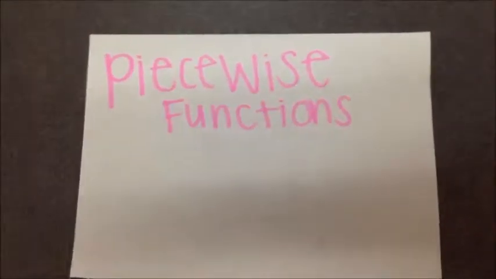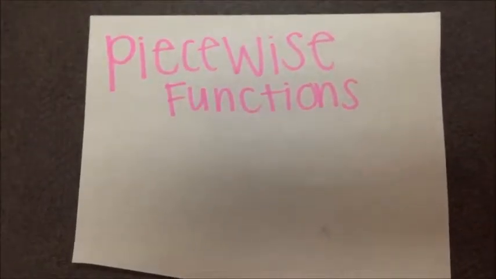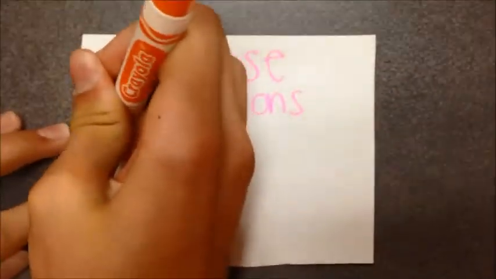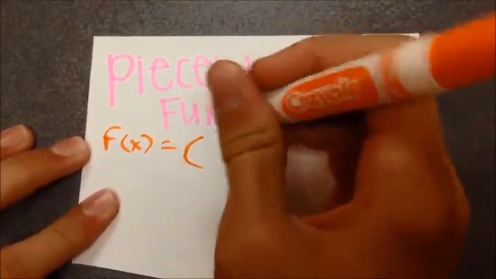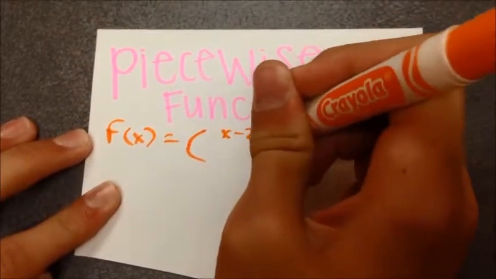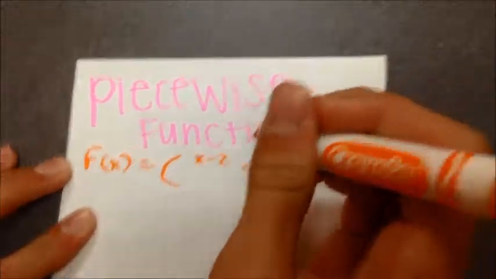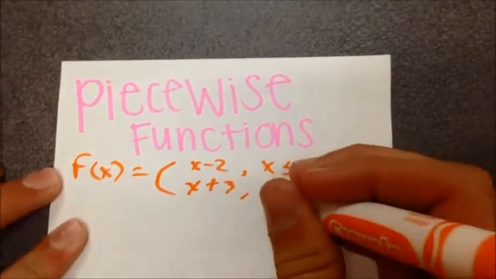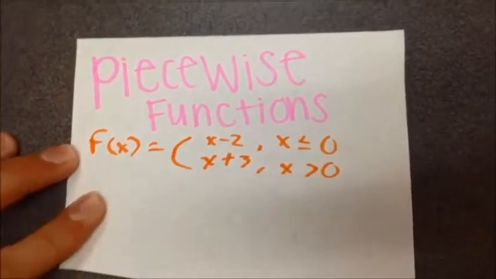Piecewise functions. Piecewise functions have two parts. For example, take this function. F of x equals x minus 2 when x is less than or equal to 0. F of x equals x plus 3 when x is greater than 0. It can be graphed like this.